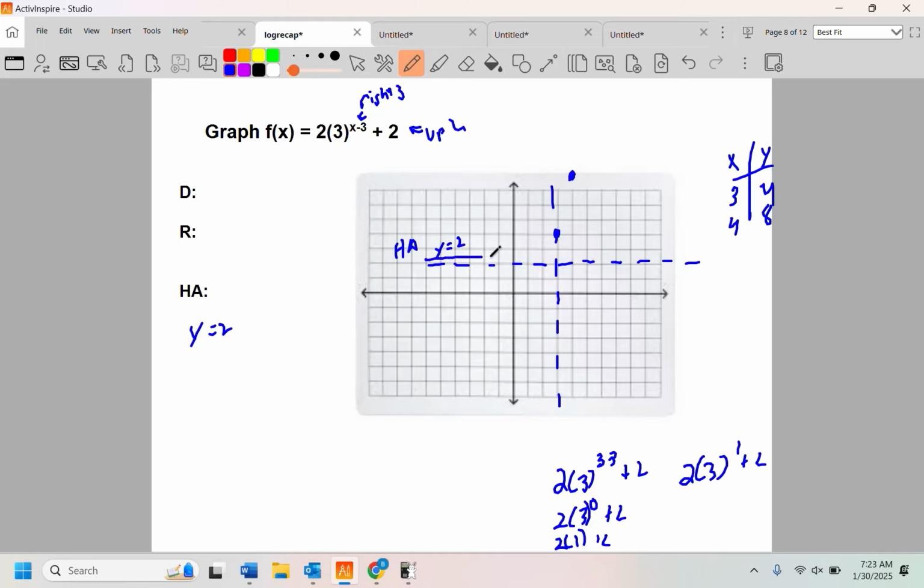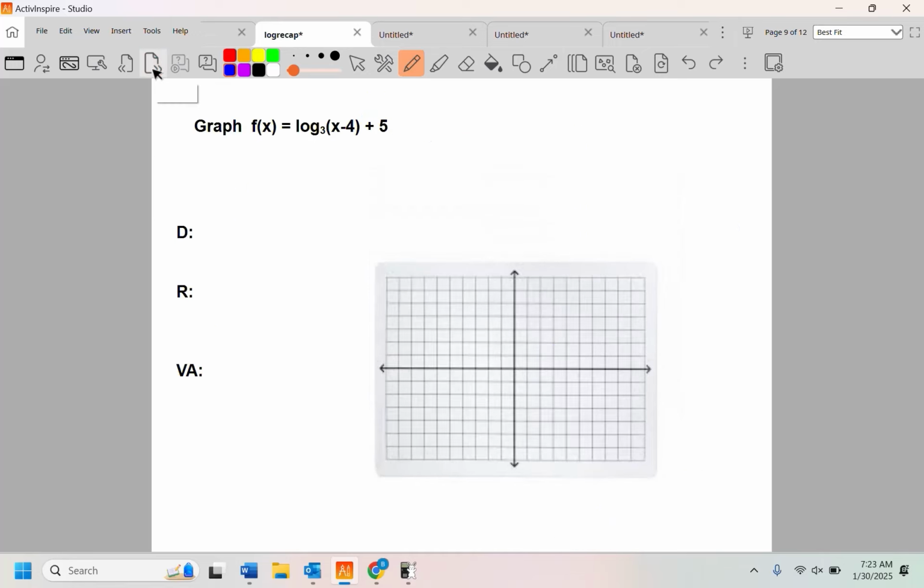Now you cannot cross a horizontal asymptote. There she is. Easy peasy lemon squeezy. Domain is to run left and right forever. The range, the closest it gets to, the lowest y value it gets to is 2, and then it rises forever. Then we have ourselves a logarithm, because you got to graph a logarithm.